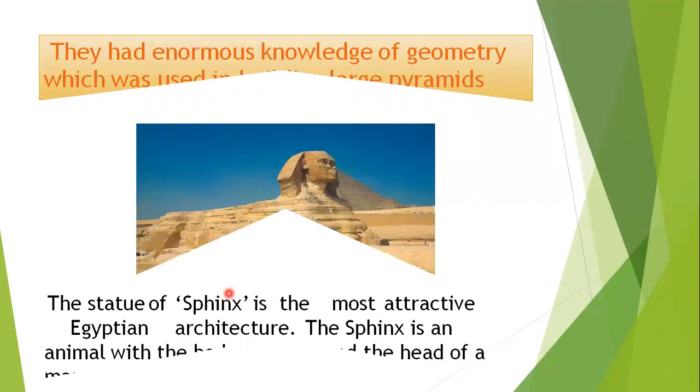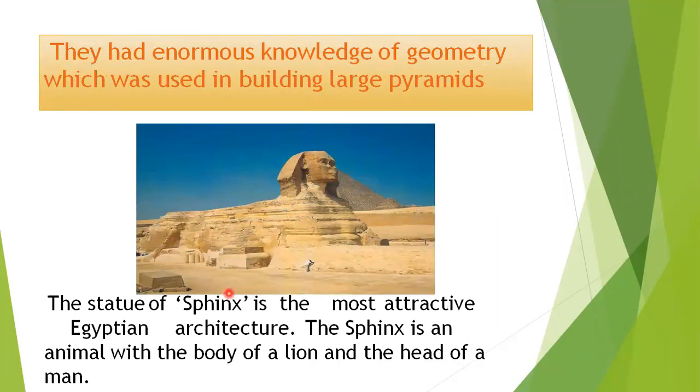Next, we have to move on. The Egyptian people had enormous knowledge, meaning great knowledge, because they were very well versed in geometry, which was used for building large pyramids. They were very good in geometry, and used it for building the large pyramids. That's why in Egypt we can see very large buildings. Also we have to see the statue of the Sphinx, the most attractive Egyptian architecture.